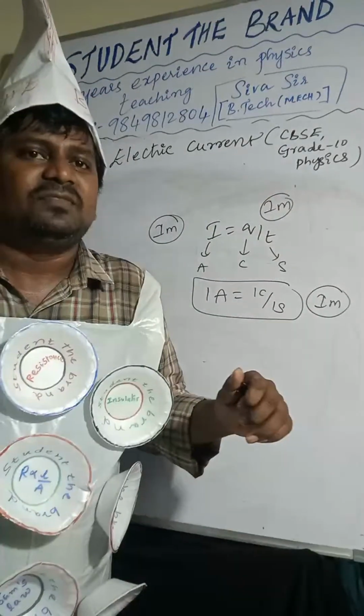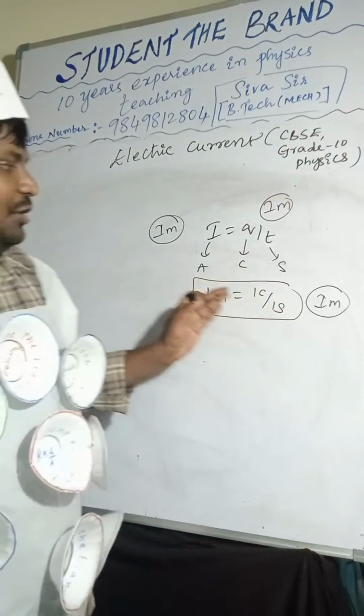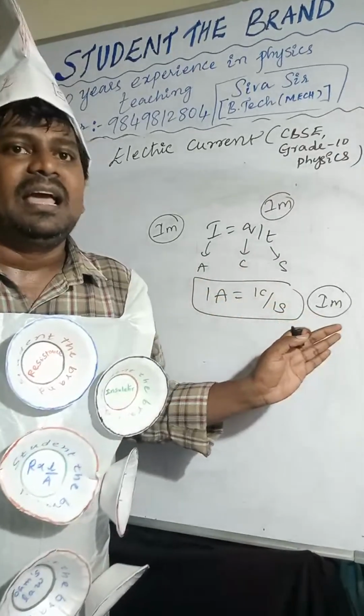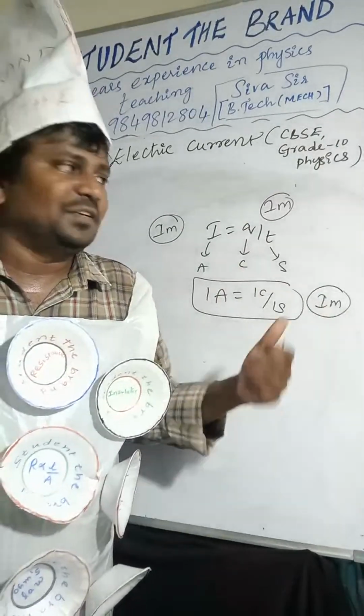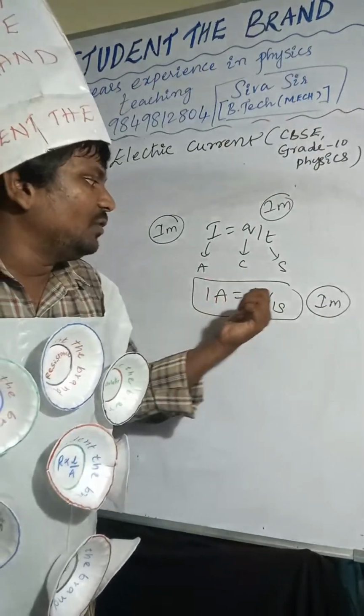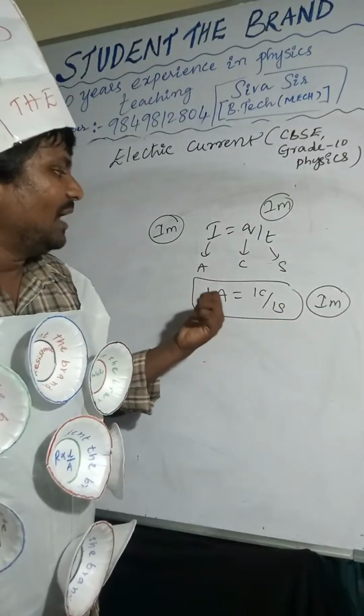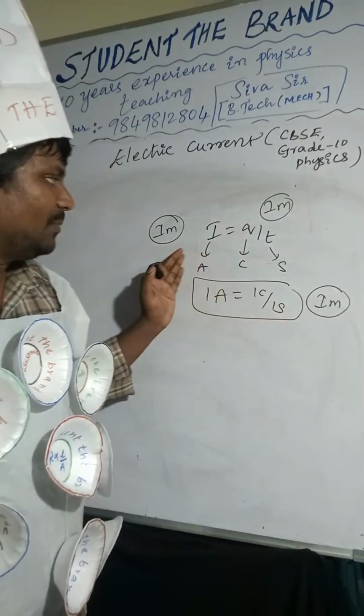Rate of flow of charge. The flow of charge through unit cross-section area per second is called electric current. 1 ampere equals 1 coulomb per 1 second. So this is about electric current.